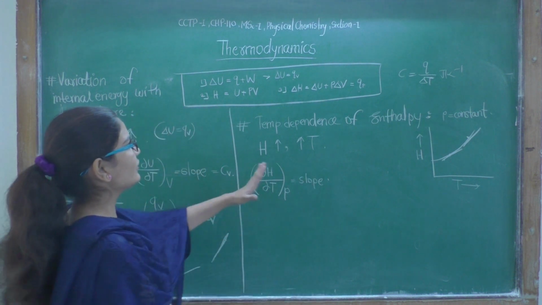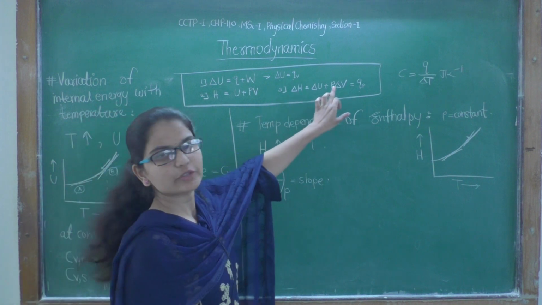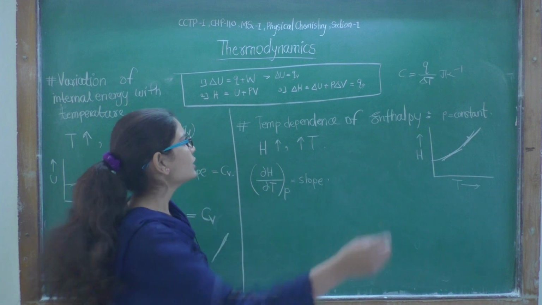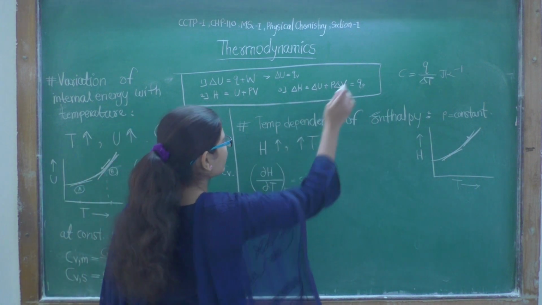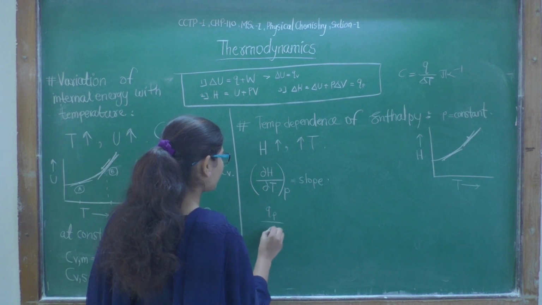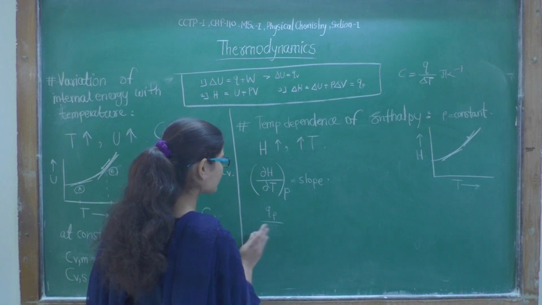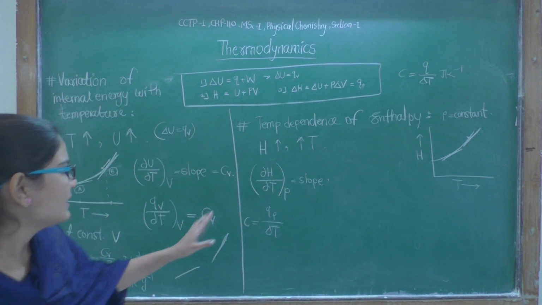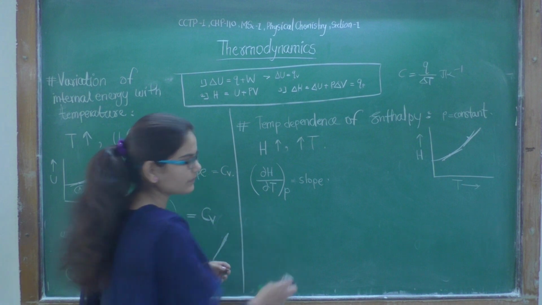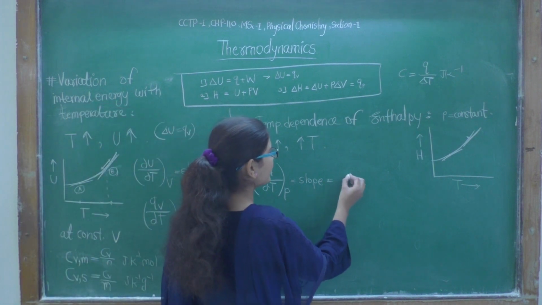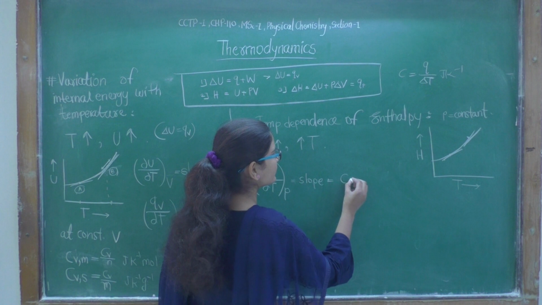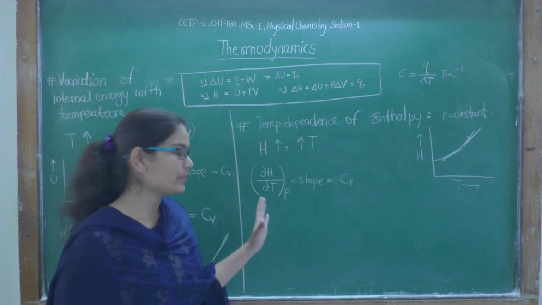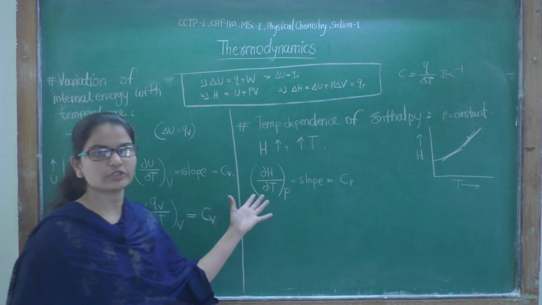But we know that delta H is equal to delta U plus P delta V, which is equal to Qp. We derived it in the last lecture. So if the value of delta H is Qp, then Qp by delta T is nothing but C. Therefore, this slope will be heat capacity, but now at constant pressure. This will be Cp. Heat capacity at constant pressure is delta H upon delta T at constant pressure.